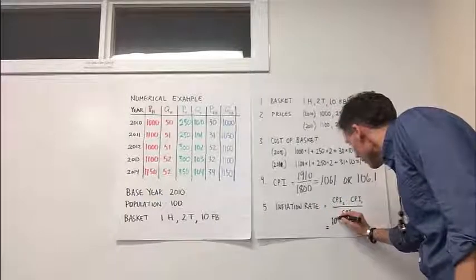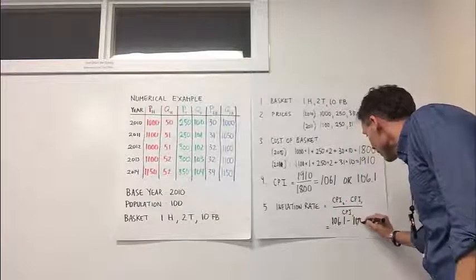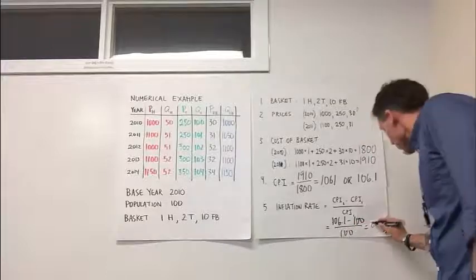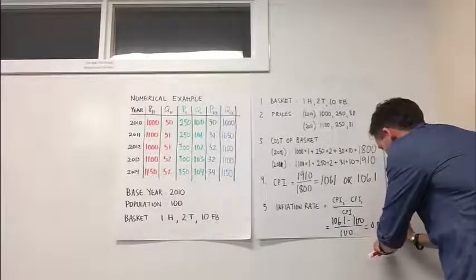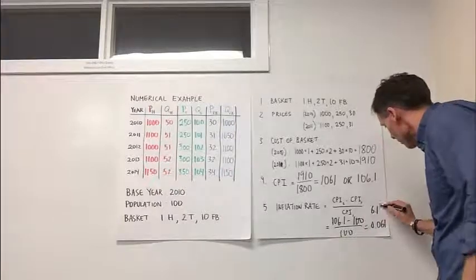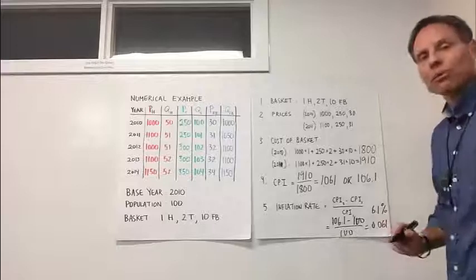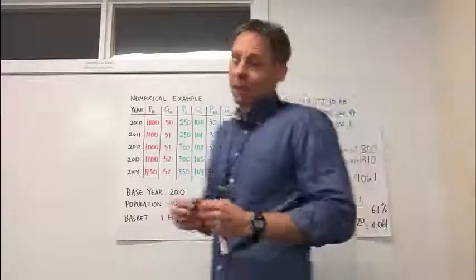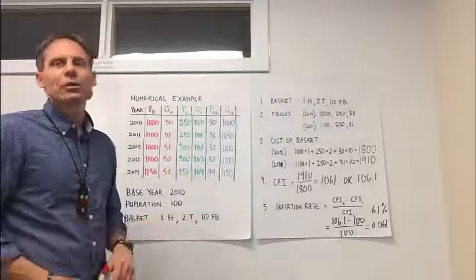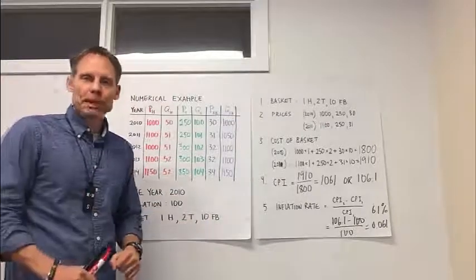So 106.1 minus 100 divided by 100, 0.061 or 6.1%. So here we have, in this example, that the rate of inflation between 2010 and 2011 was 6.1%.